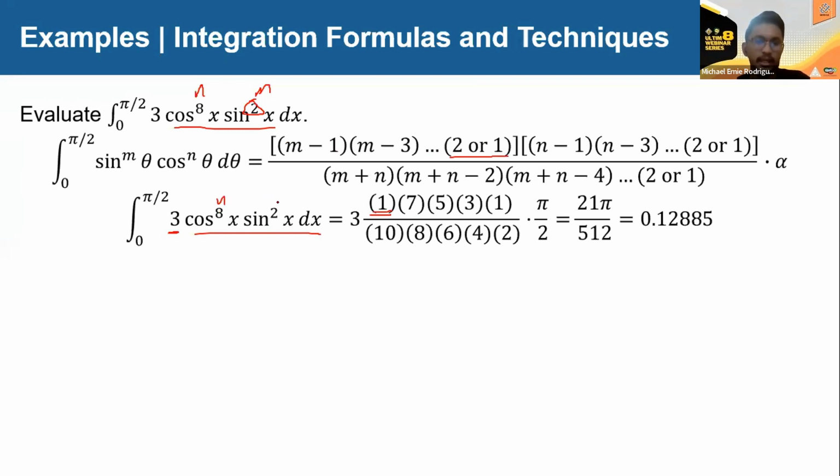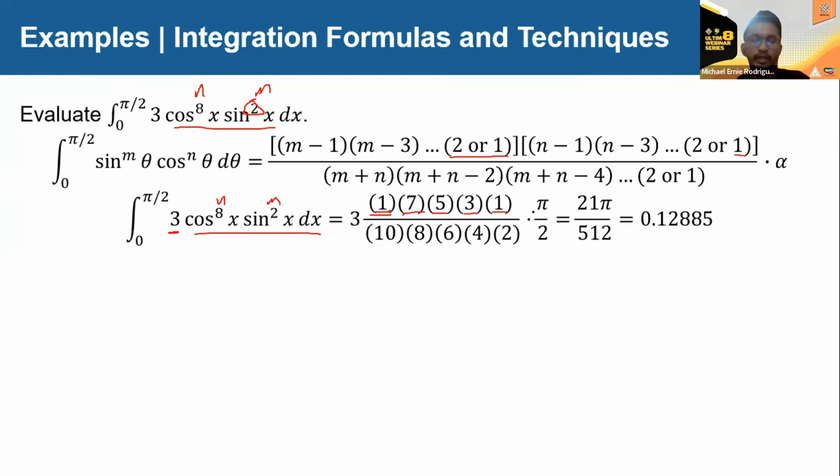Okay, so gawin natin. 8 minus 1, 7. Okay, n minus 3 is 5. Tuloy-tuloy pa. N minus 5 is 3. And then 8 minus 7 is 1. Okay, nabot na natin yung 1. So we have 2 or 1. Okay, and so on up to 2 or 1. So we have 1, so we stop there.